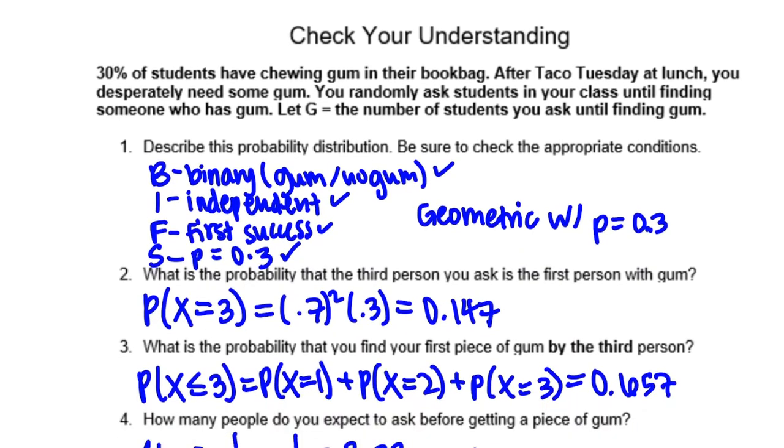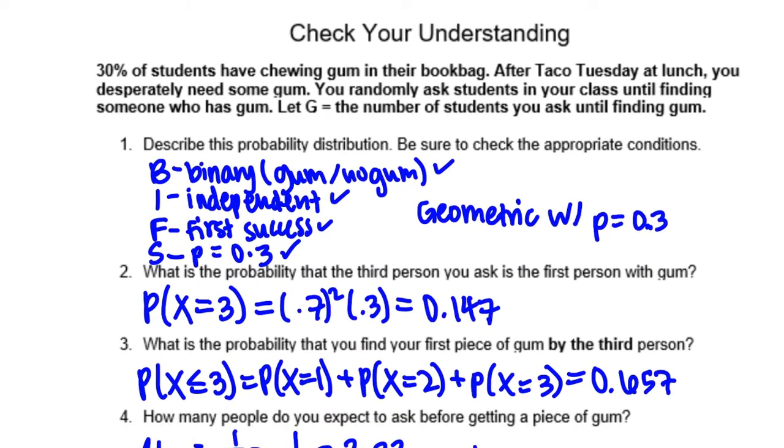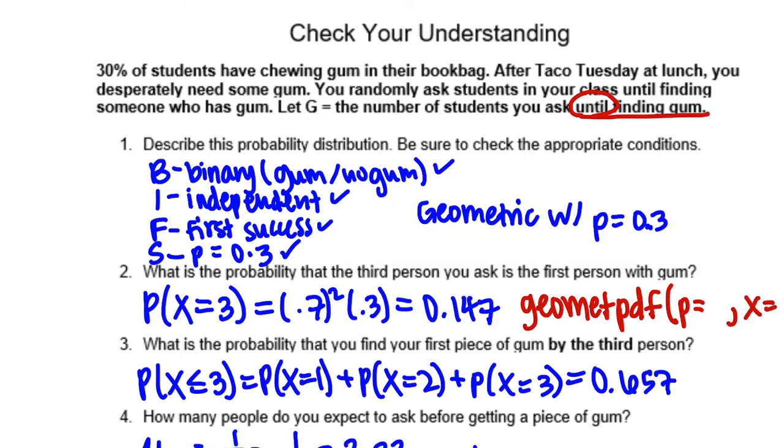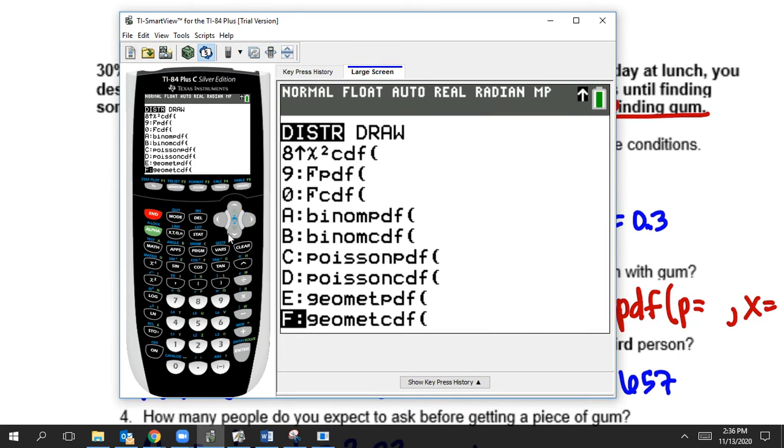All right, we got it. It's geometric, because of the phrase until finding gum for success. Really you're going to be looking for until to see if it's geometric or binomial. Here we have our formula, but again, we could have done GeoMet PDF, and then you put in your P and your X. And so I'll show you that on the calculator if you want to see.